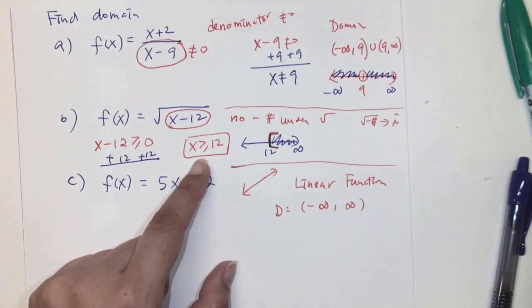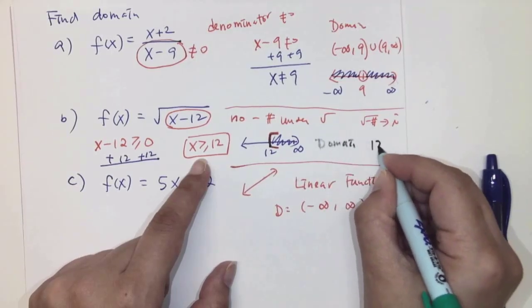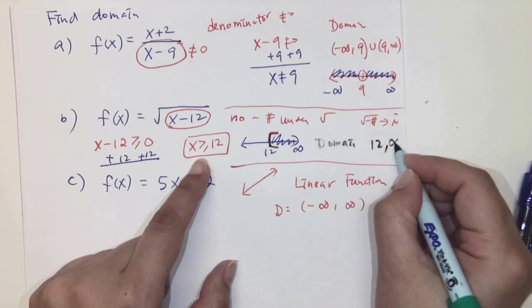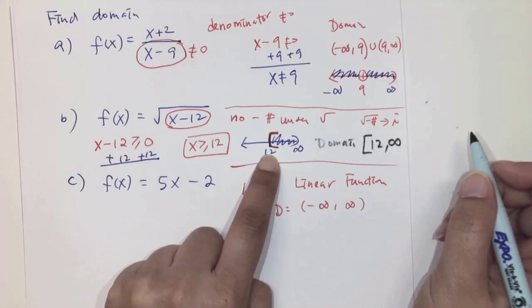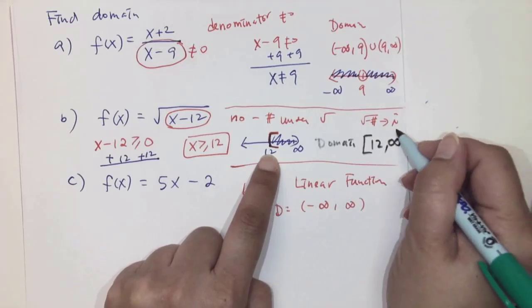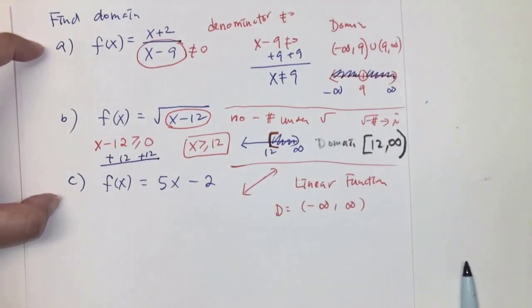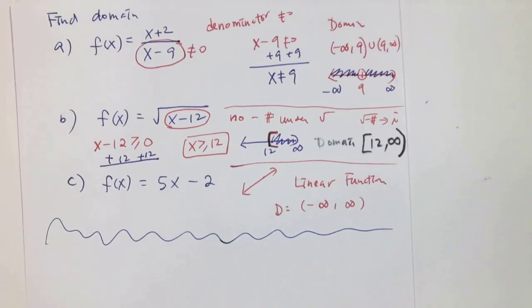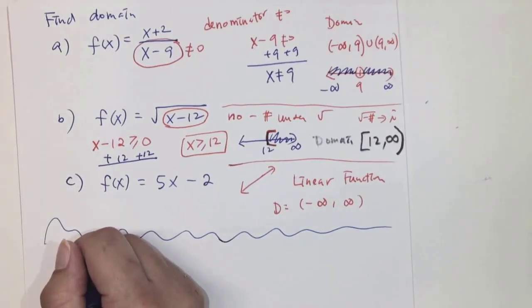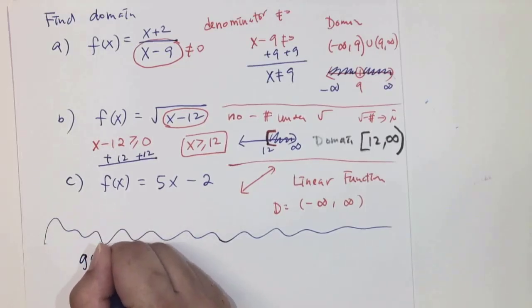So like that, how do I write the domain? The domain starts from 12 and goes to infinity. Close 12 with a bracket because of equal to, and close the infinity with a parenthesis because I don't know where infinity is, okay? So this set of questions also usually causes a lot of problems. So make sure you review them a little bit more. It's also the set that people leave blank. Questions? All right.